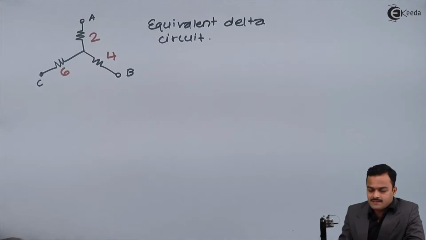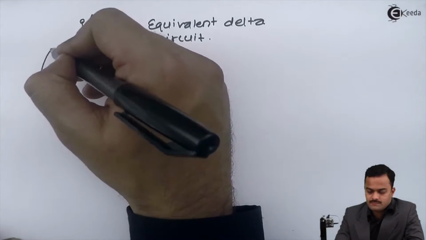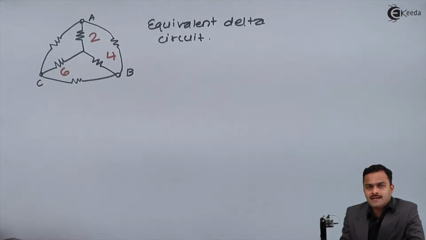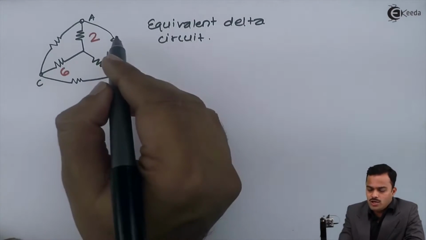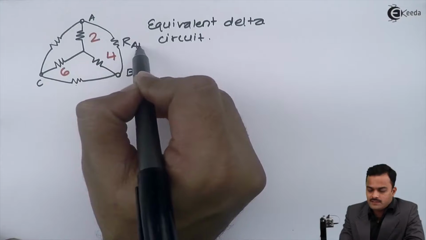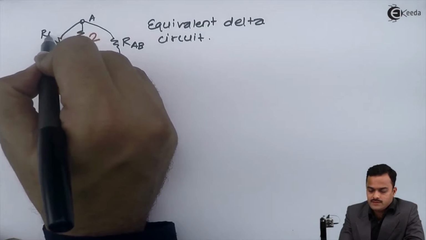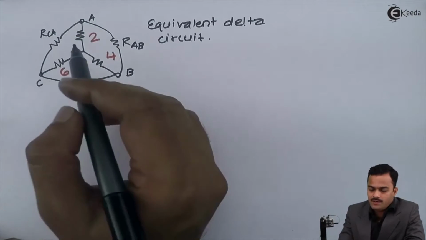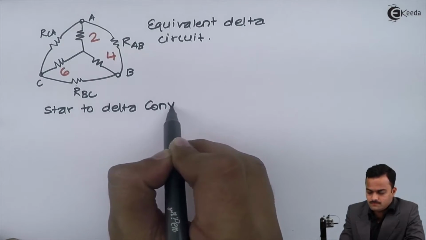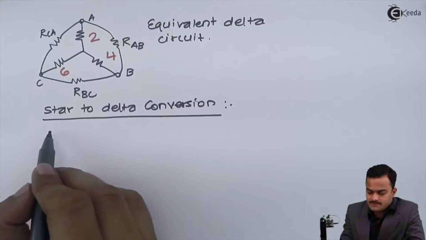As we have discussed, delta will get formed by closing all the open ends through resistors. So this particular delta circuit you will get, and now our job is to get these values. This one is connected between A and B, this one between B and C, and this one between C and A. The formula for star to delta conversion can be applied. So in delta, let's focus on RAB.